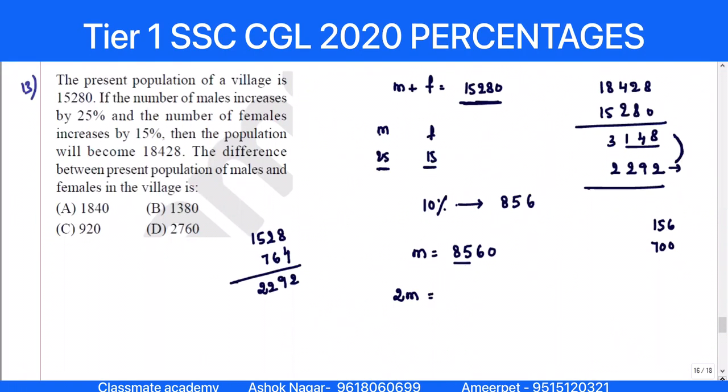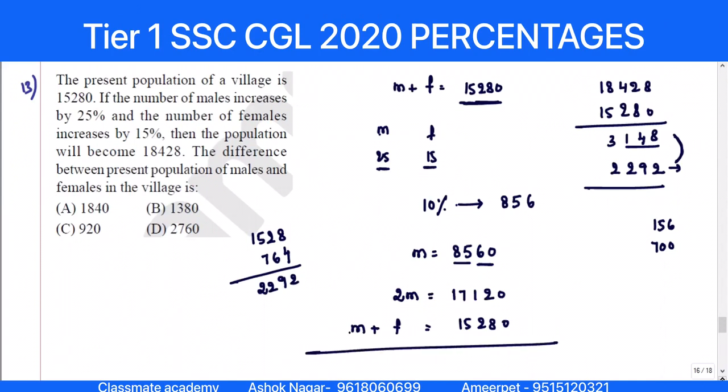8560 into 2? 17,000, 17,000 plus 120. 17,120. What is male plus female? 15,280. Subtract them. So male minus female you will get if I subtract them. How much is that? 1840.